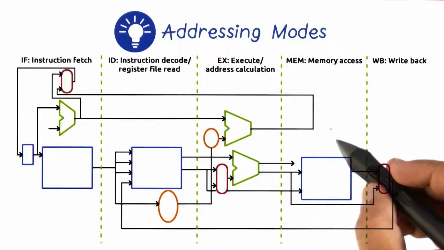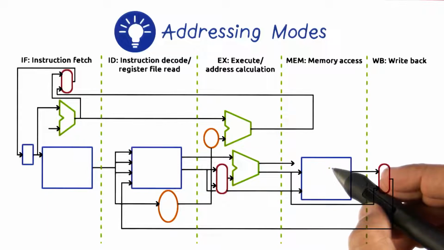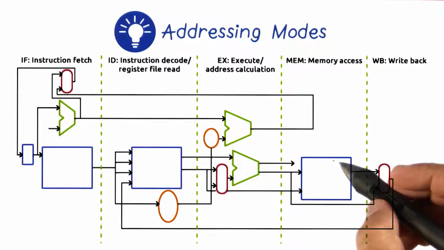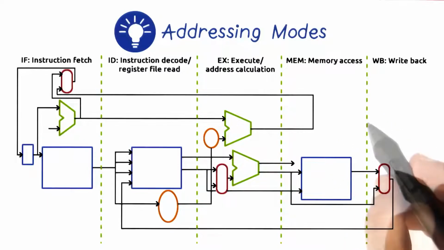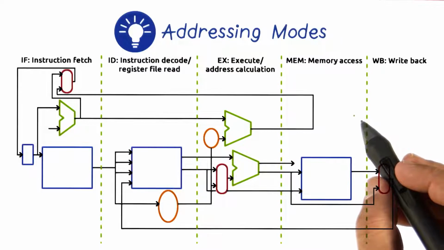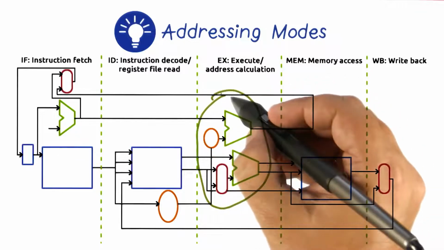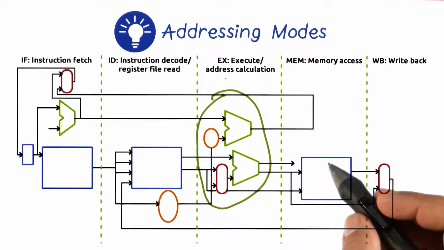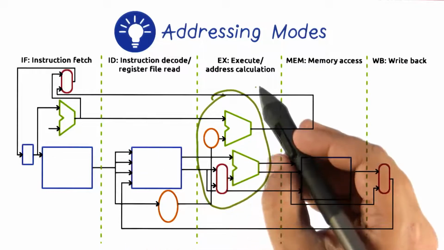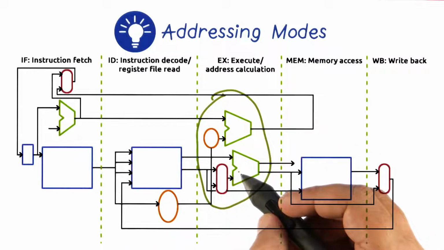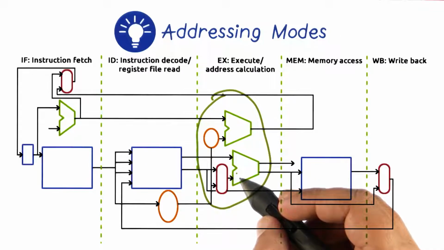Then we have a memory access for load store type of instructions, and then we have a write back in which the results are all committed. As you can see here, the address calculation happens in this critical stage, which is the execute stage. The other stages are independent of the addressing modes, but this is the stage which really depends on it. For example, if we do index addressing mode, we have to go to the register, get the address from there, add it to the base register, and then finally go to the memory and get the operand.